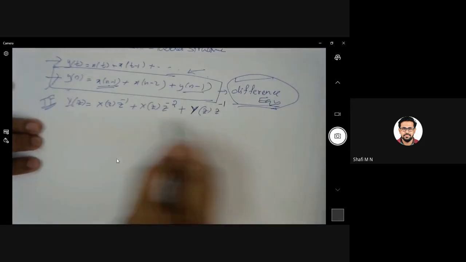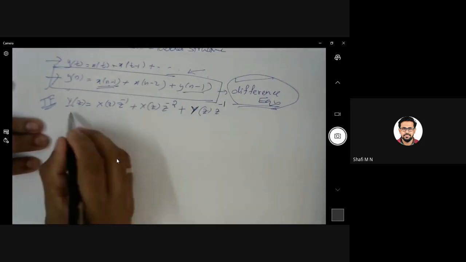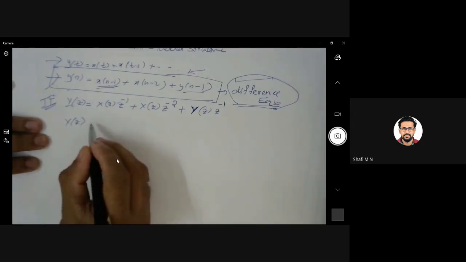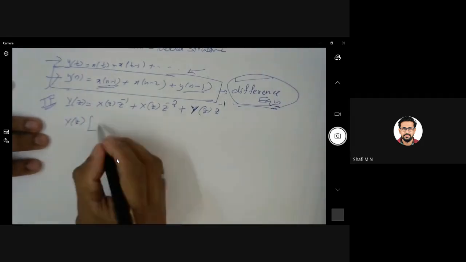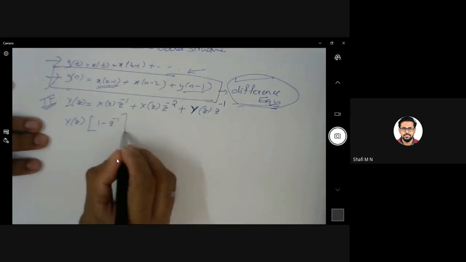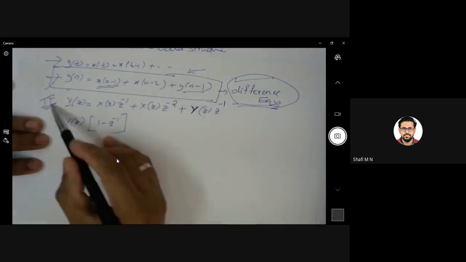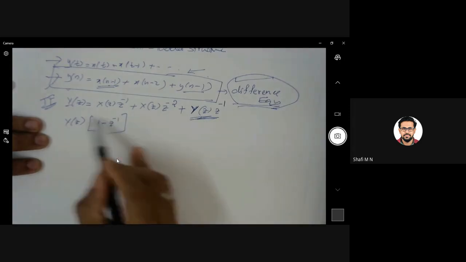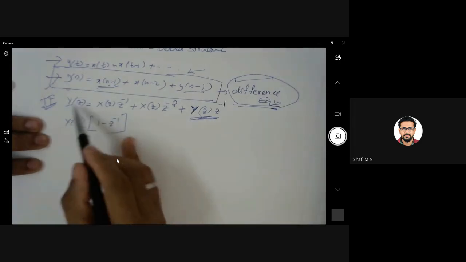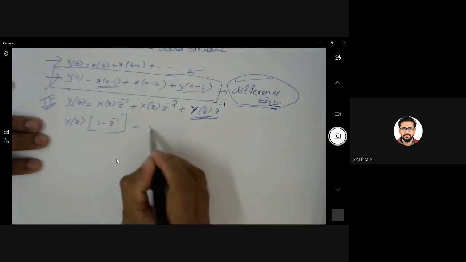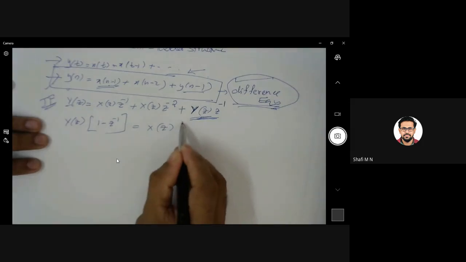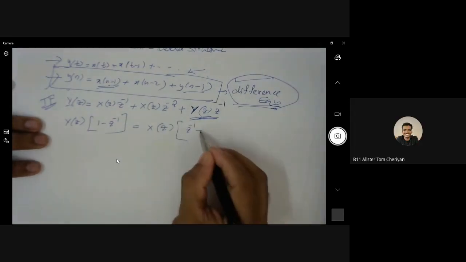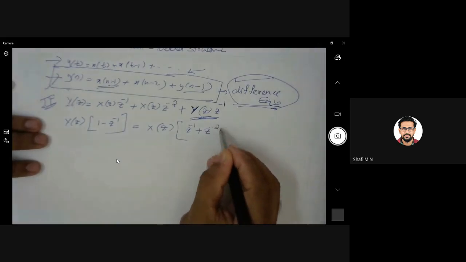So tell me, what is the transfer function? Let's find the transfer function. Let me take Y(z) to this side. So Y(z) into, common, 1 minus z raised to minus 1. This term, take it to the LHS. So this will become minus Y(z) into z raised to minus 1. I have taken Y(z) common outside. Similarly, what will be the RHS? X(z) into z raised to minus 1 plus z raised to minus 2.